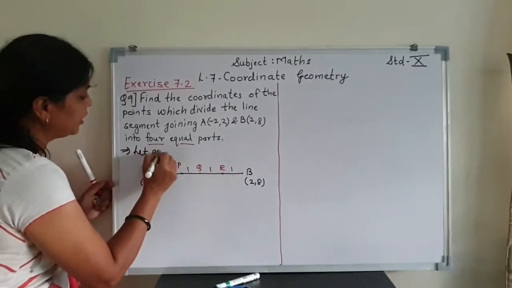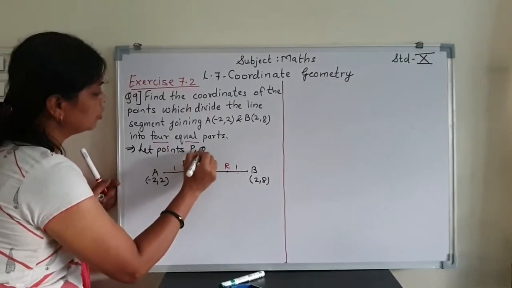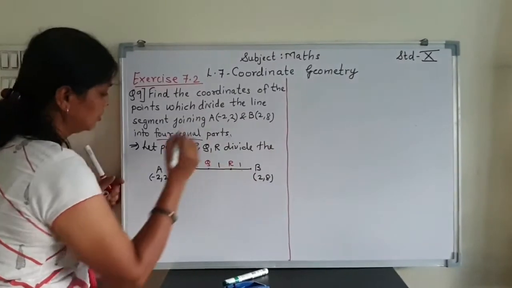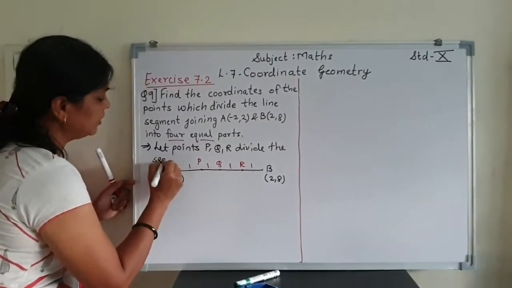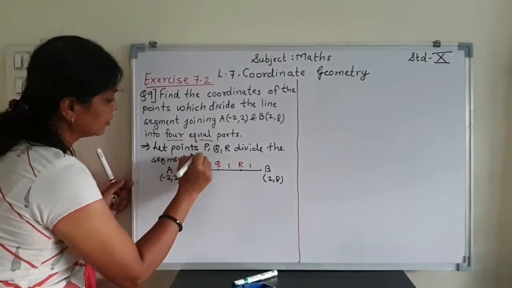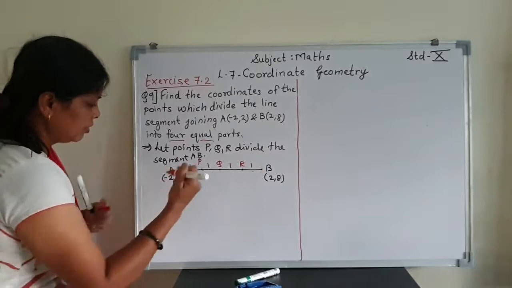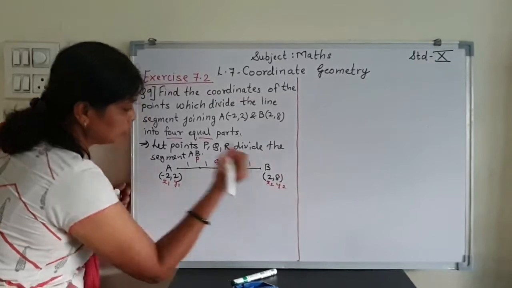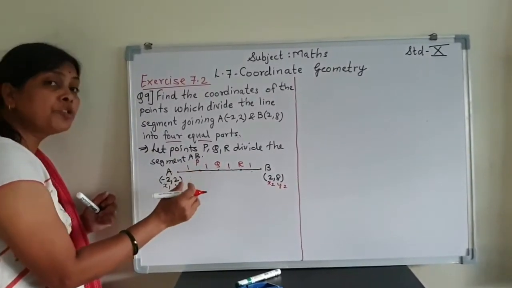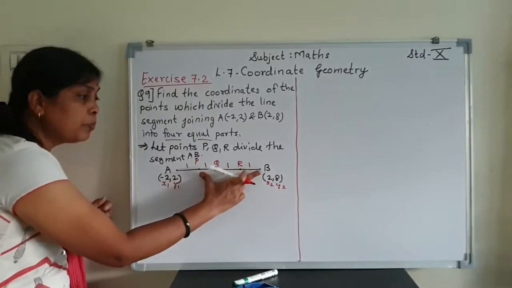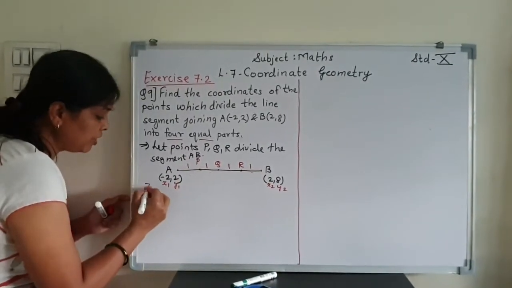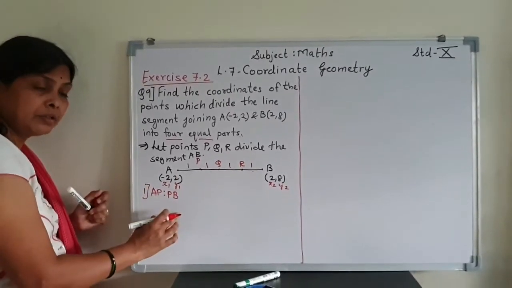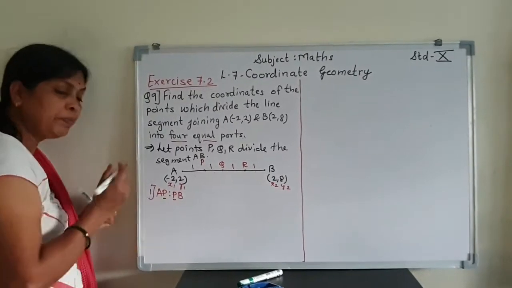Let points P, Q, R divide the segment AB. So here x1, y1, x2, y2. Now from this, how many ratios do we get? AP is to PB. So the first ratio we get is AP is to PB. Right? So by this we get the coordinates of point P.